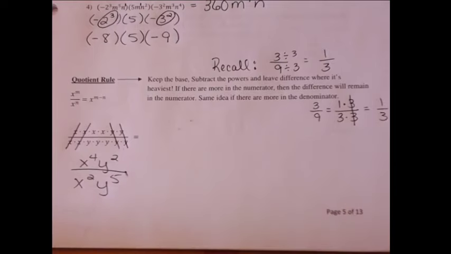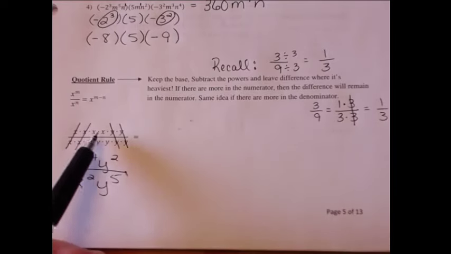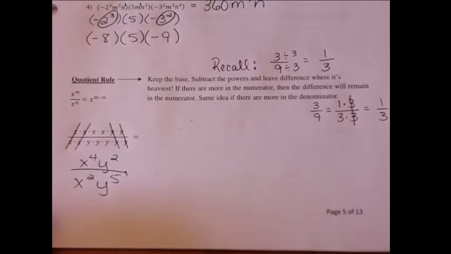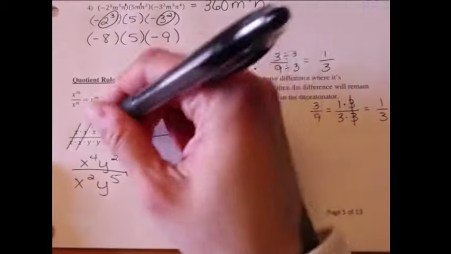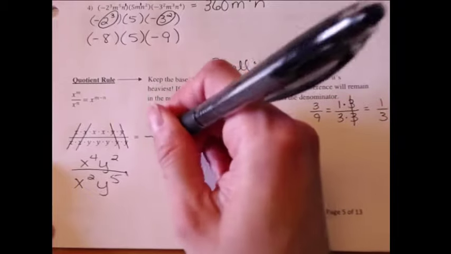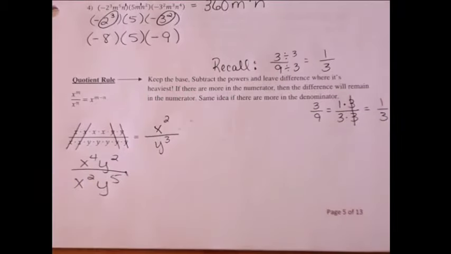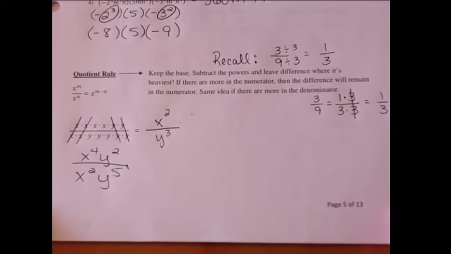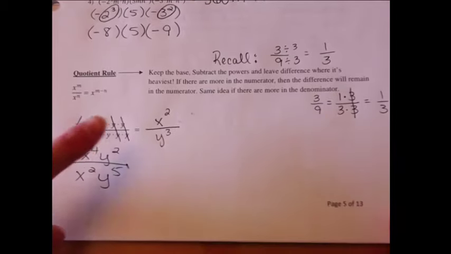When all is said and done, notice you only have x's in your numerator and you only have y's in your denominator. So essentially, what we have left is x to the second power over y to the third power. Cool, that was pretty harmless, right? That was pretty straightforward. But that's in expanded form.